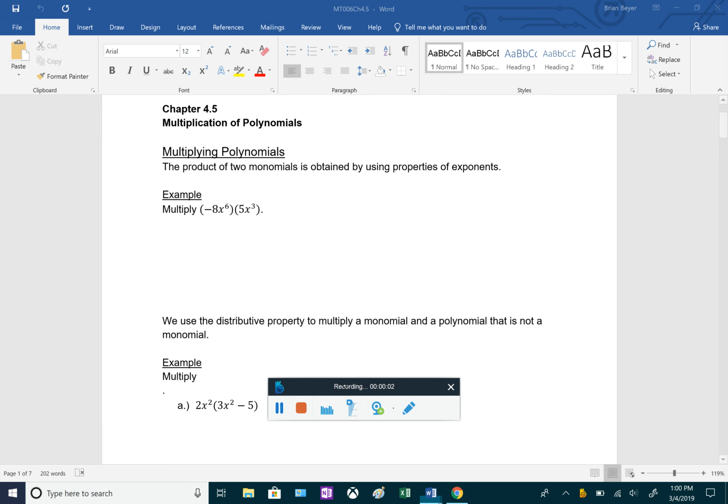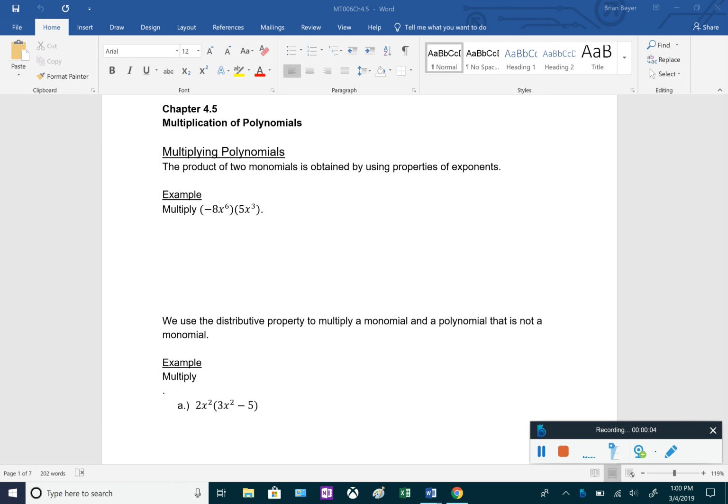Chapter 4.5 is going to be multiplying polynomials. So far we've added and subtracted polynomials, and we did that by just combining like terms. So multiplying polynomials, we're going to have to take into account the properties of exponents. So we'll start by multiplying two monomials.